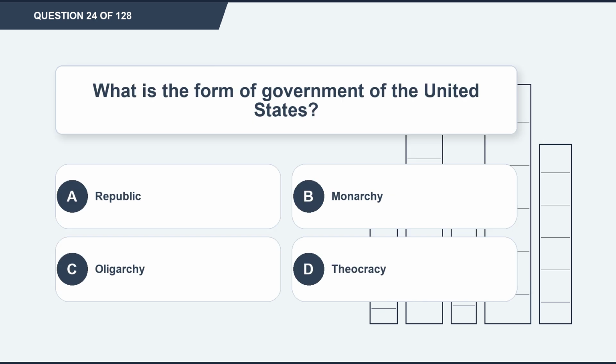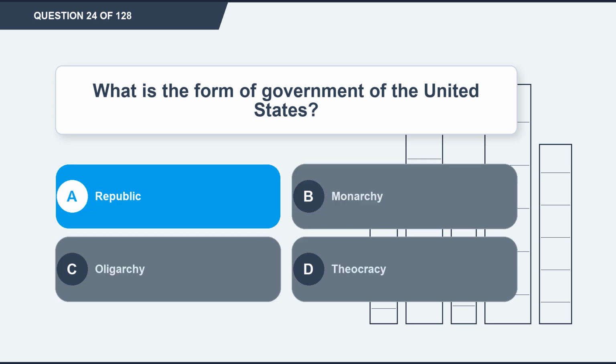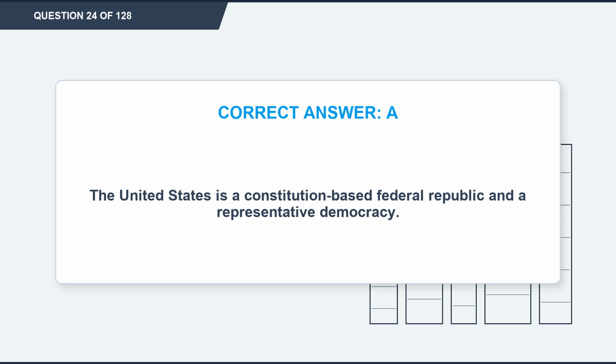Question 24. What is the form of government of the United States? Option A, republic. Option B, monarchy. Option C, oligarchy. Option D, theocracy. The correct answer is option A, republic. Explanation: the United States is a constitution-based federal republic and a representative democracy.